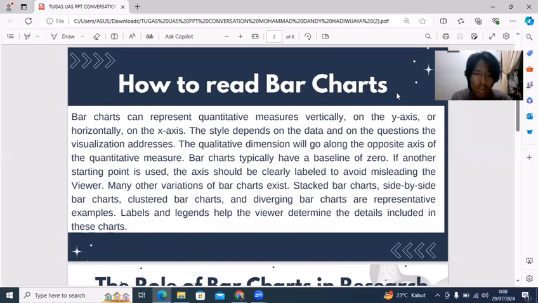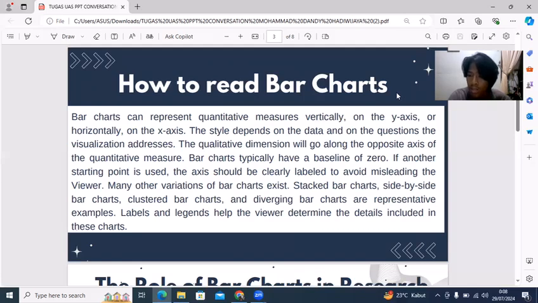Many other variations of bar charts exist: stacked bar charts, side-by-side bar charts, clustered bar charts, and diverging bar charts are representative examples. Labels and legends help the viewer determine the details included in these charts. Reading a bar chart is actually quite easy, and bar charts are very useful for presenting data visually so that it is easier to understand.